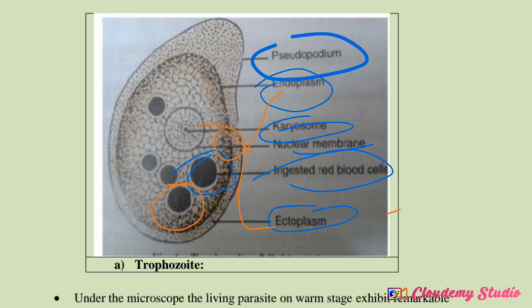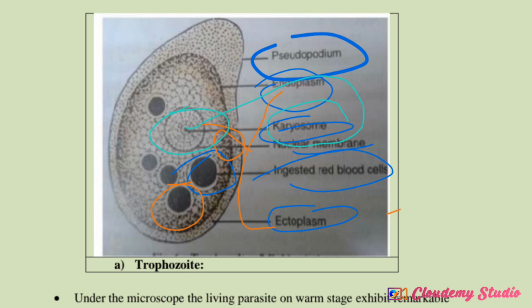Now look at it here. This is the nuclear membrane. This is the nucleus. Look at it, that I marked in green. This is the nucleus. And they have a what? They have a centrally placed karyosome or an endosome. So their endosome is what? Is centrally placed. Are you getting me now? And this is the characteristic of the trophozoite form of Entamoeba histolytica.